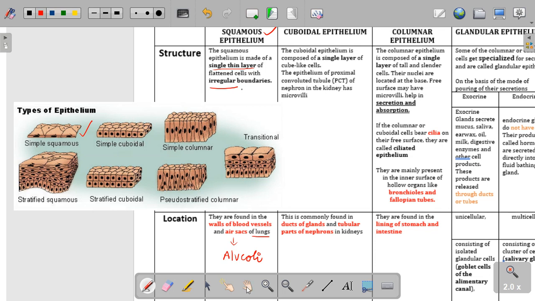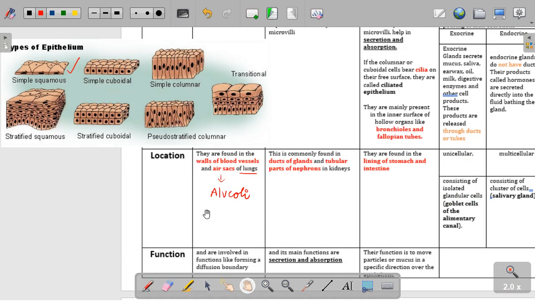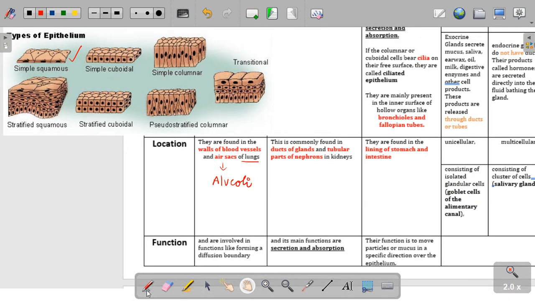And the main function is to do diffusion. Diffusion means movement of material between two cells is very easy. That means materials move from high concentration to low concentration area, especially during breathing, like air, oxygen diffuses into the alveoli and carbon dioxide present in the alveoli diffuses out of the body. So that's why these cells are very sensitive. They're very minute and single layered cells.